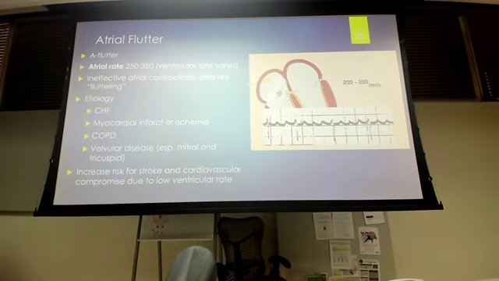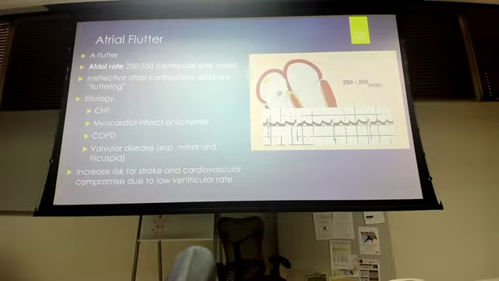All right, another narrow complex tachycardic rate that we need to know is atrial flutter. So atrial flutter, when we look at the atrial rate of atrial flutter, okay, we're upwards of the mid 300s, so 250 to 350. So really fast atrial rate. The ventricular rate is going to vary.